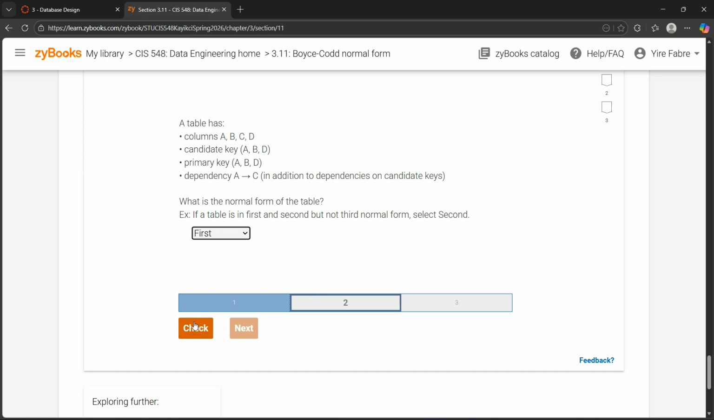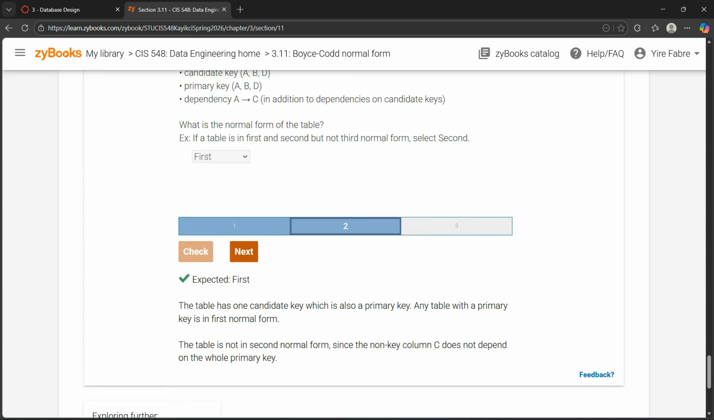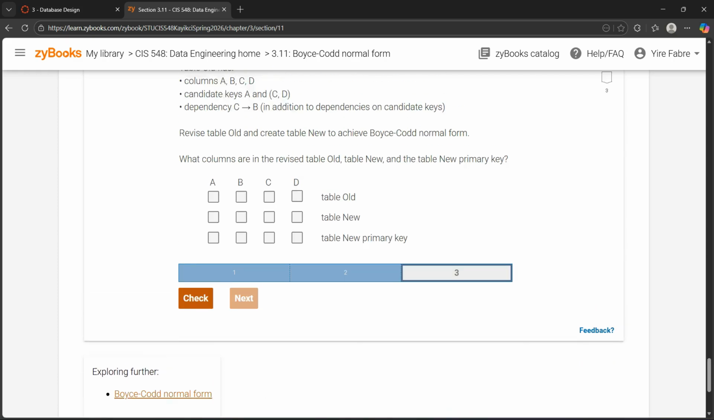And let's check our answer, and it's correct. So the table has one candidate key, which is also a primary key. So any table with a primary key is in the first normal form. So the table is not in second normal form since the non-key column C does not depend on the whole primary key.